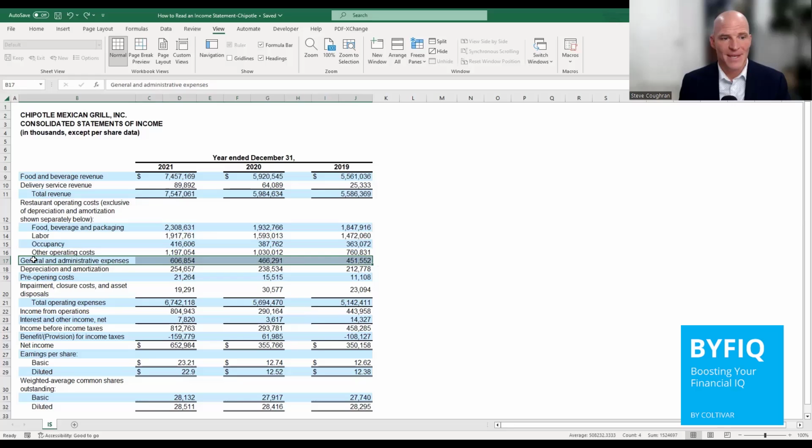And some companies will list out their selling, general, administrative expenses. That's why I say SG&A. Below general administrative expenses, you have depreciation and amortization.